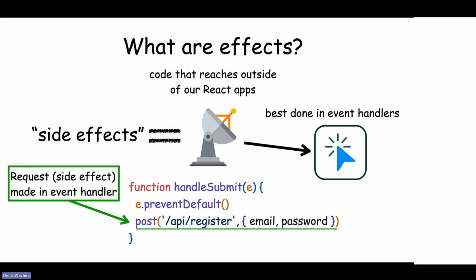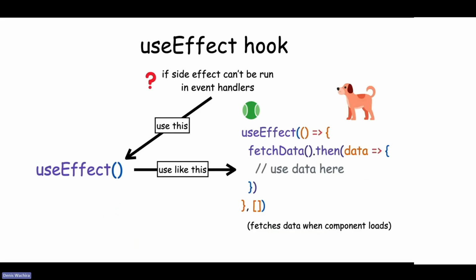Like the action of registering: you are registering on a server that is hosted somewhere and you are sending that data over the internet. So what happens if that side effect can't be done in an event handler? You call the useEffect hook. Once you call that hook, you do your setup in it, whether you are fetching data, posting data to an API, reading, or updating, whatever you want to do.